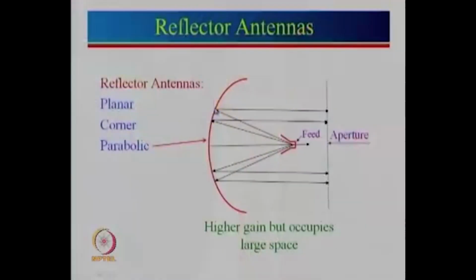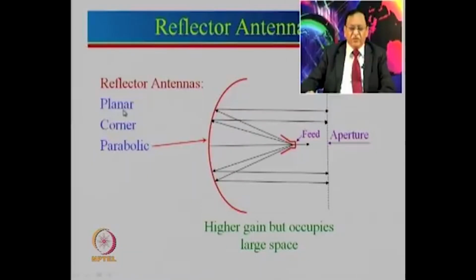Then we will talk about reflector antennas. Now there are three main categories of reflector antennas. One is known as a planar reflector. A planar reflector is nothing but, let's say, you have a dipole antenna and you put another, let's say, metallic plate here. So that will be a planar reflector antenna.